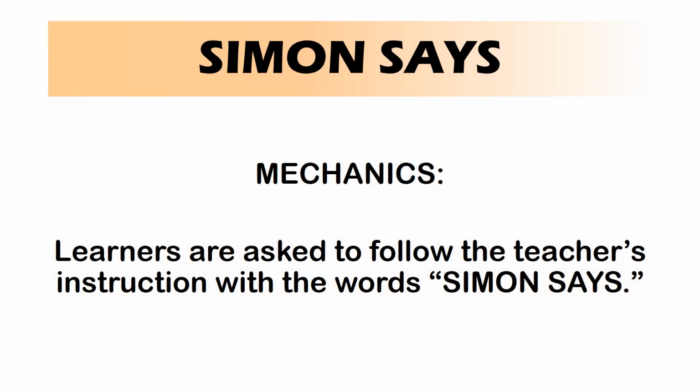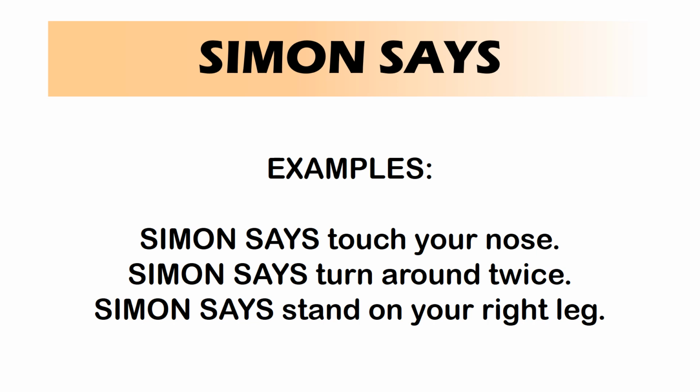The first game is called Simon Says. So for this game, the learners are asked to follow the teacher's instruction with the words Simon Says. So examples are Simon says touch your nose, or Simon says turn around twice, or Simon says stand on your right leg. Now for this game, it is important that the students would listen to the words Simon Says. Otherwise, if they followed the instruction without the Simon Says, then they will get a consequence from the teacher or from the facilitator.